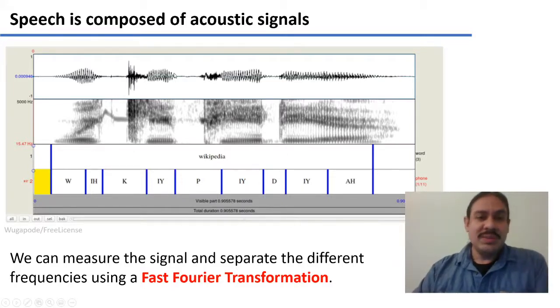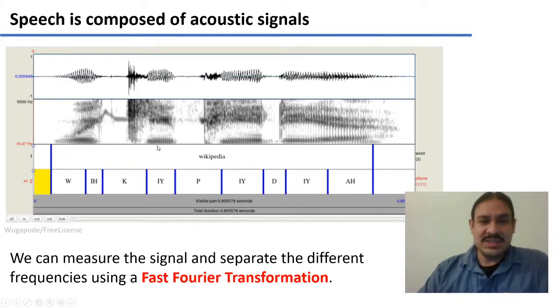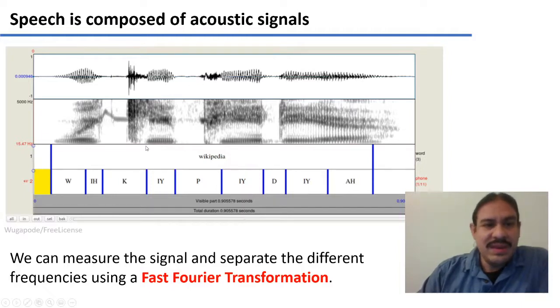What we can do is capture this signal with, for example, a microphone, and then decompose it into constituent frequencies. This is called performing a fast Fourier transformation. And the result of the transformation is a spectrogram. As you can see here, this is the amplitude of the signal, and this is the spectrogram of the signal.